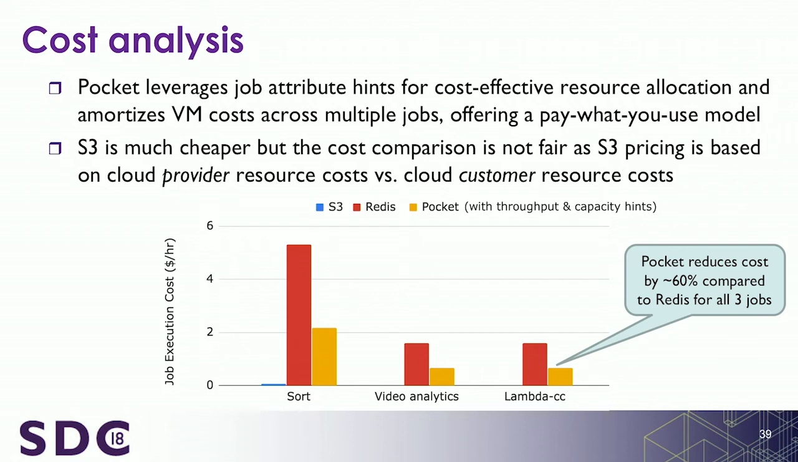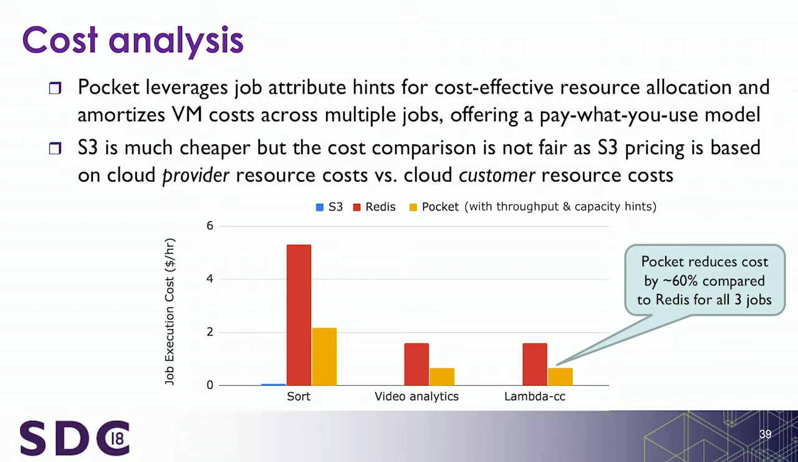The last thing I want to go into is a cost analysis, which is a bit tricky to do because it's tough to do an apples-to-apples comparison. But we envision that Pocket would be a system provided with a pay-what-you-use cost model to match these serverless abstractions. So users would pay for the capacity and bandwidth that is used for their job. And so what we do is we calculate fine-grained resource costs based on EC2 prices.